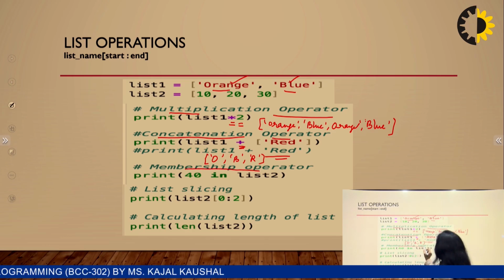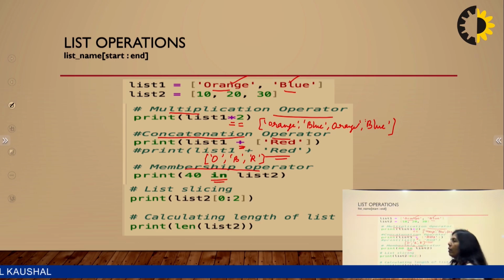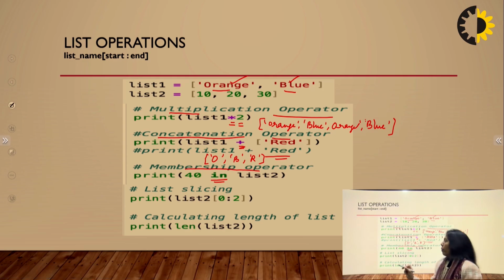Membership operator, we know that in and not in are the membership operators in Python. So it gives us the output as true or false. So if the value that is being referred is there in the list, then it will return true, else it will return false. So list 2 is having 10, 20 and 30. It's not having the value 40. So print 40 in list 2 will return false.